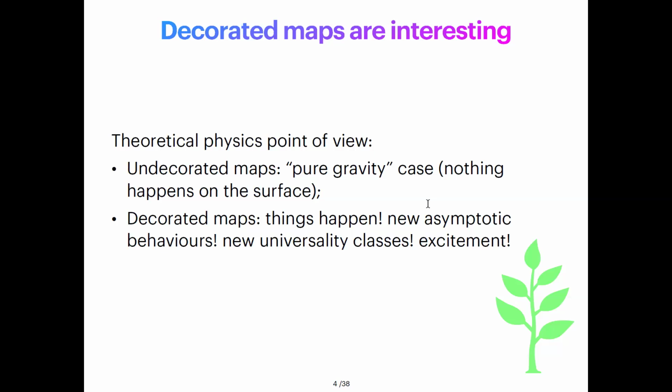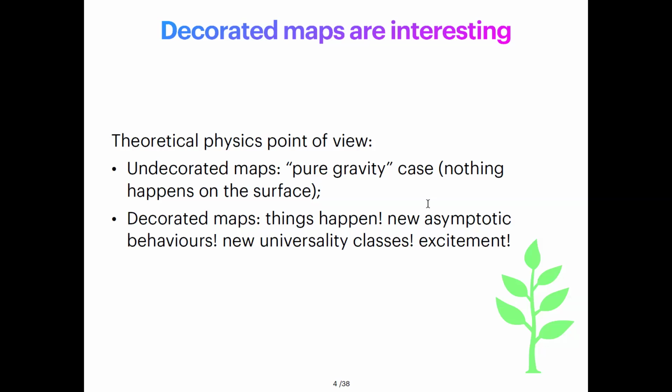Why are we looking at that? Why am I bothering you with this topic? Because decorated maps are in fact really interesting from a physical point of view. When we have a map without decoration, we are in what can be called a pure gravity case. So we have a field, but nothing is interacting in this field. So it's quite limited as to the behaviors that can happen. On the contrary, when adding a decoration, now we have matter interacting in our field. So results from theoretical physics predict that there will be interesting behaviors in this case.